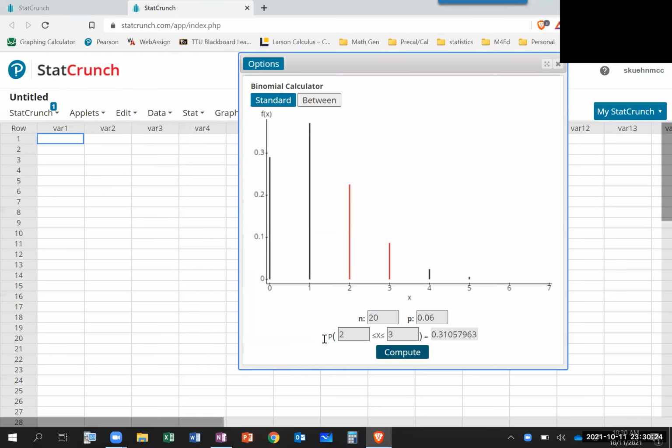So what is the probability out of 20 people that 2 or 3 of them are O negative? 31%. So would it be unusual for me to get in a group of 20 people, 2 or 3 of them that are O negative? No, right? That would not be unusual. Could you describe for me the distribution that we have here? It's skewed. It is definitely skewed right, correct, okay?